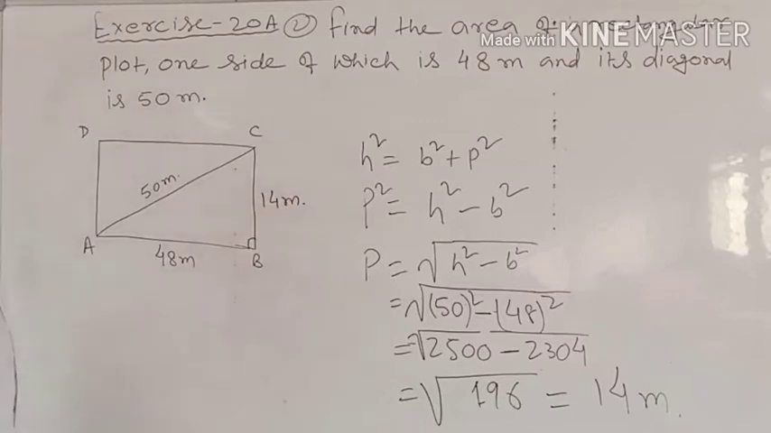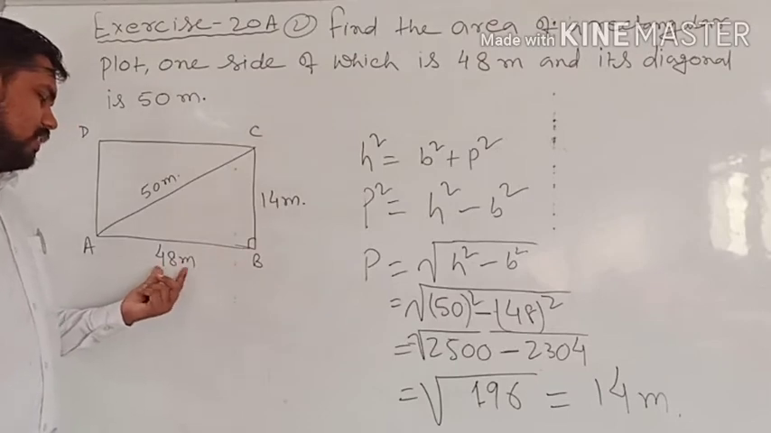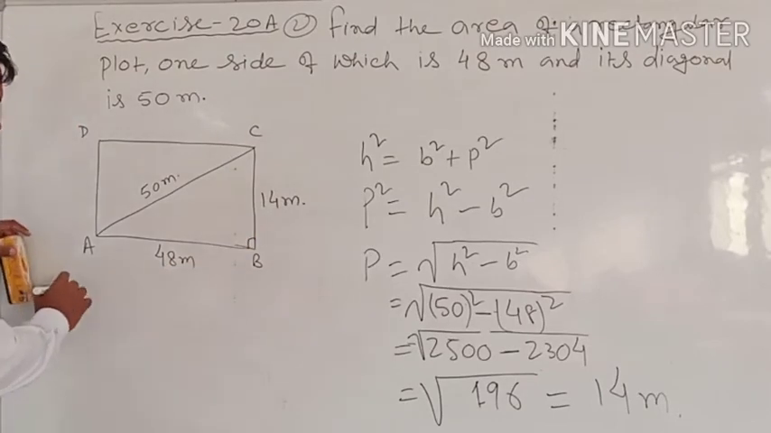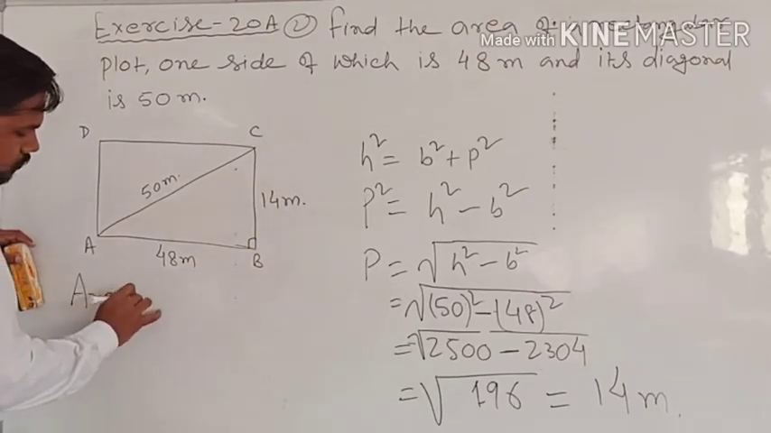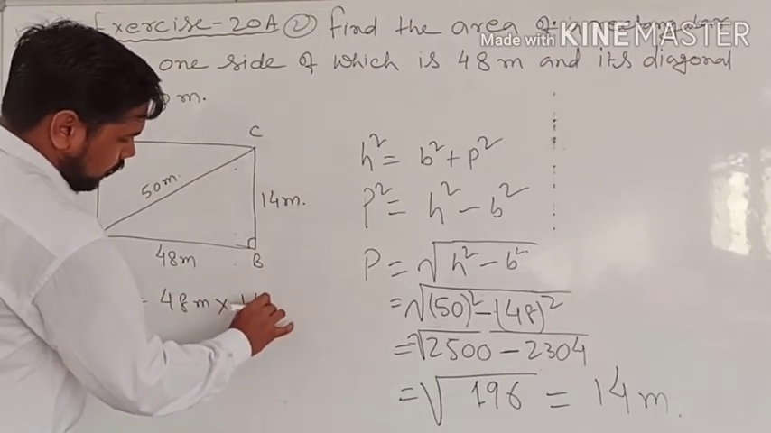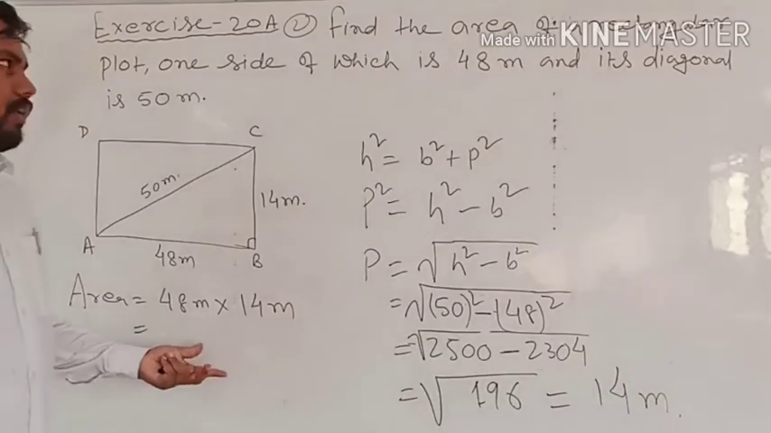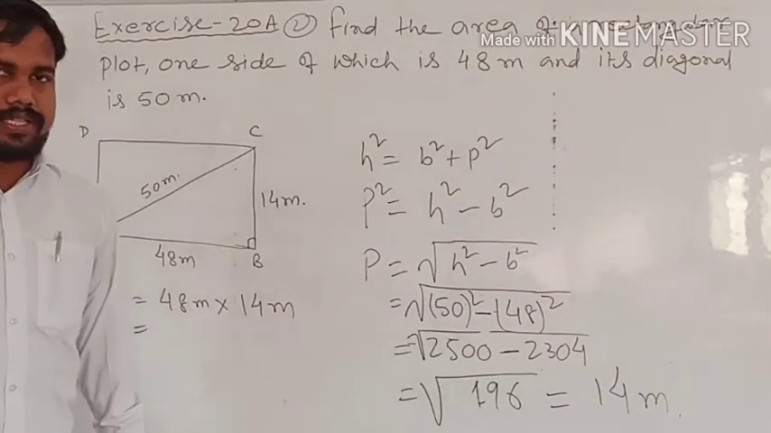And as you got 14 meter this side, then I hope you can find out the area of this rectangle. After that we will find the area by multiplying these two. So area will be this multiplied by this. So area is equal to 48 meter multiplied by 14 meter. So length into breadth. Whatever it will come, that will be the required answer of this question. Okay, so let us see the next.